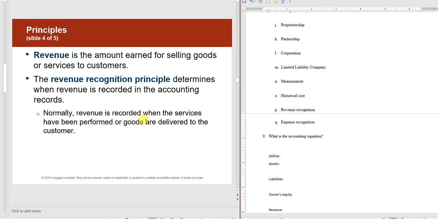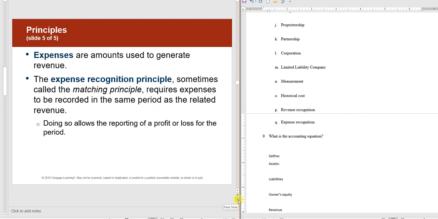So when the work has been done. Under revenue recognition, it's when the service has been performed or the goods are delivered. And basically you can put in big bold letters, this is not when the cash is received. It's when the work is done, not when the cash is received.